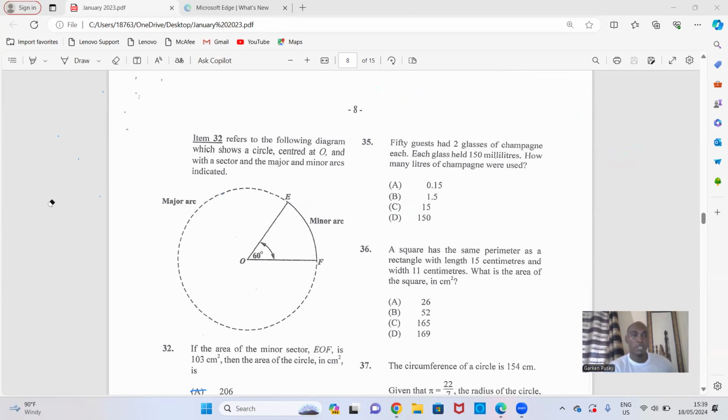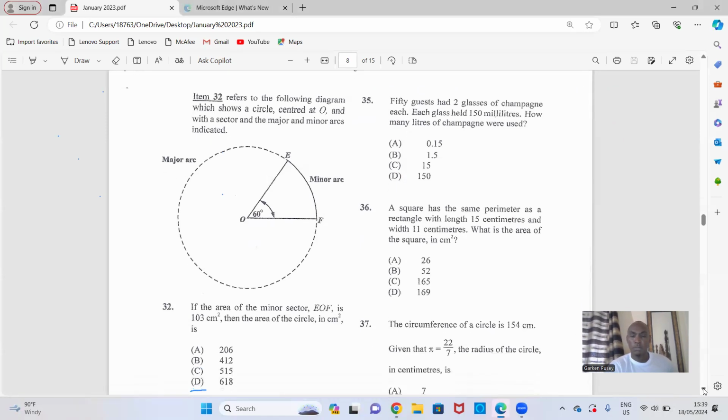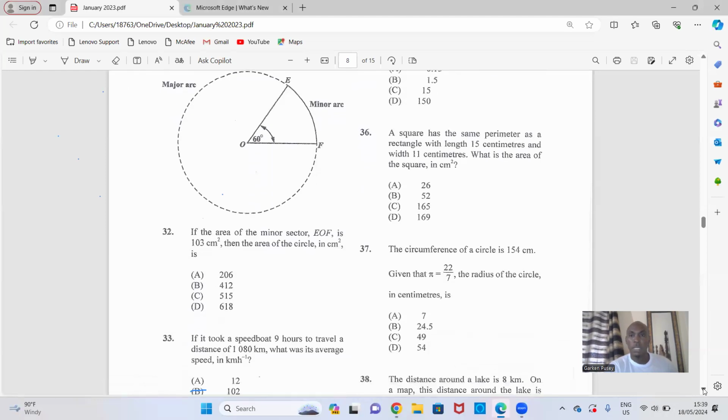And we're going to question 36. A square has the same perimeter as a rectangle. So we have to read these questions carefully. It says a square. Let me just sketch 2 of them. So this should be a square, and this is my rectangle.